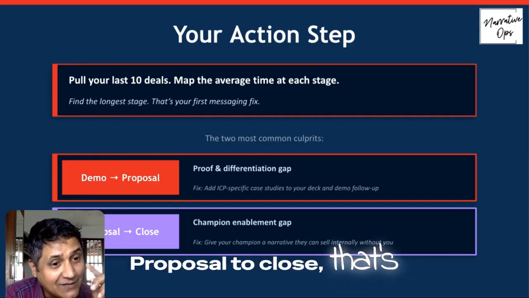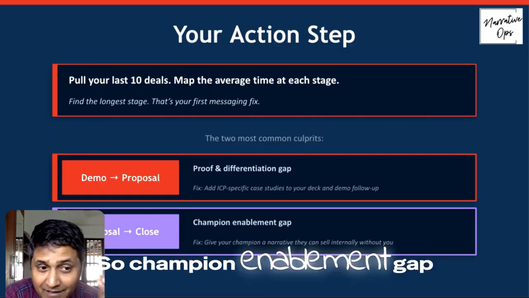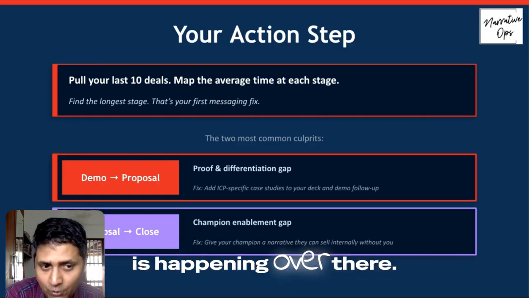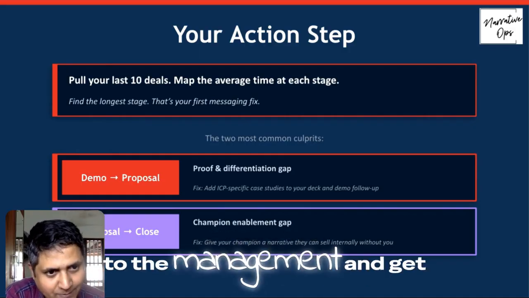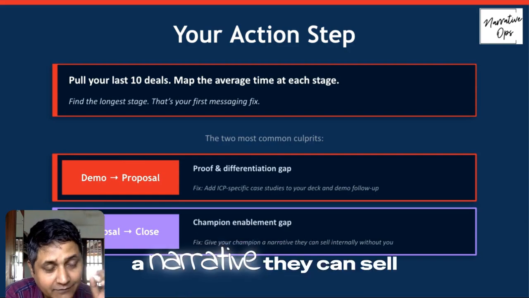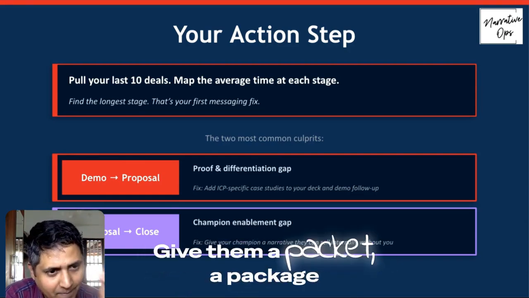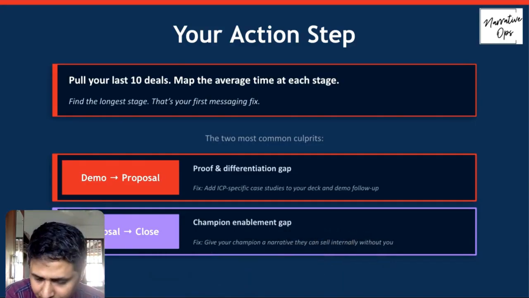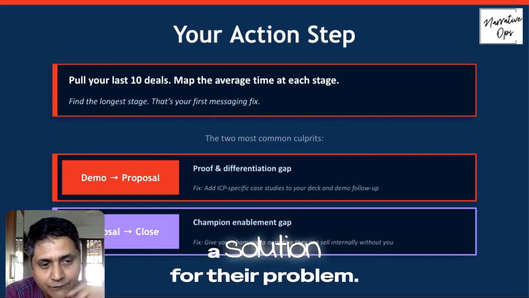Proposal to close, that's another place. Most deals go silent in between. So a champion enablement gap is happening over there. You're not enabling your champion to take your product to the management and get approval for the budgets. So the fix is to give your champion a narrative they can sell internally without you. Even if you're not there, give them a package which they can take to their management to convince them this is the solution for their problem.